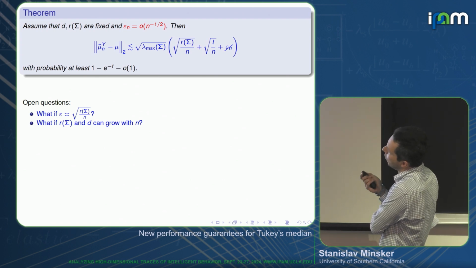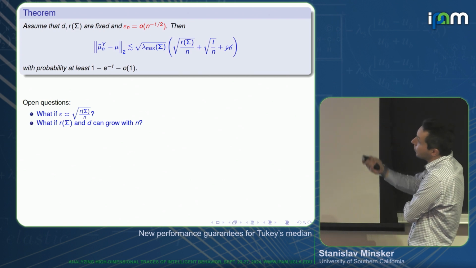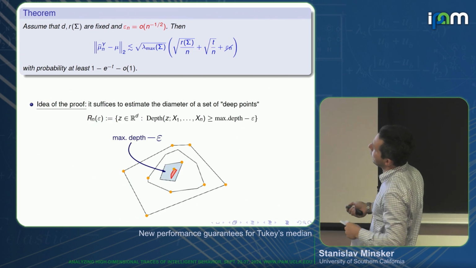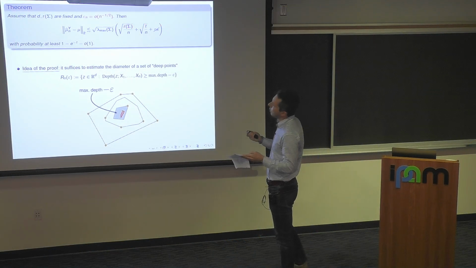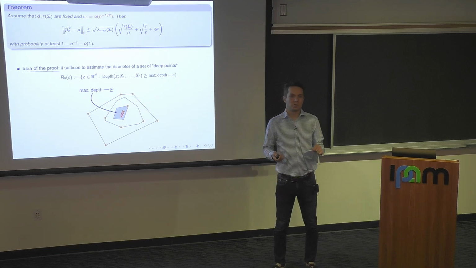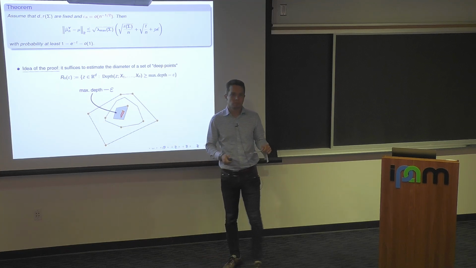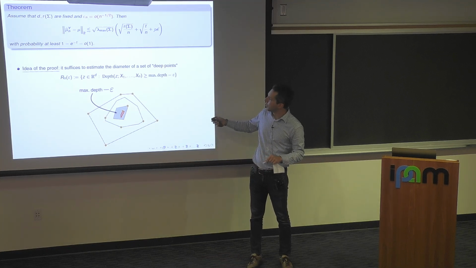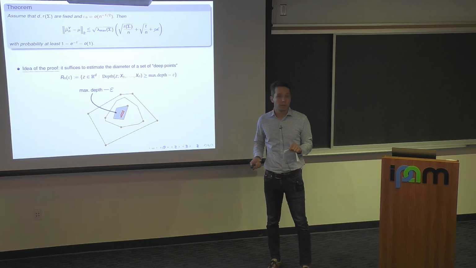Let me say a couple of words about how one can try to prove this result. It turns out that to understand the error of Tukey's median in this adversarial contamination framework, we need to understand the diameter of the set of deep points. If I look at this picture, this region marked with a red curve shows the deepest points of my sample, and this blue region are not the deepest points, but the points whose depth differs at most by epsilon from the depth of Tukey's median.